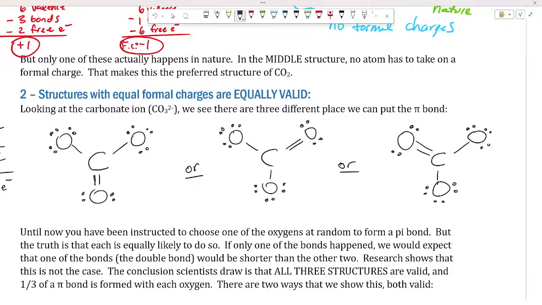I'm very folksy. Okay. And of course, each of these has a charge of what? -2.